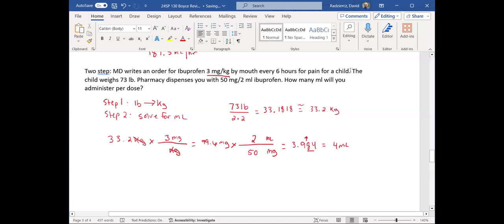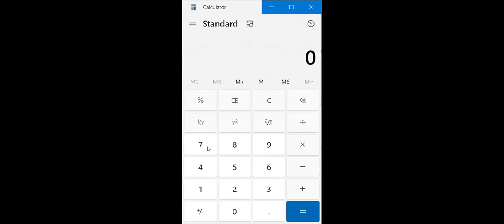If I'm plugging this into my calculator, and let's say I don't want to chop it up like I showed you, the way I would do this is I would type in 73, or whatever the patient's weight is in pounds, divided by 2.2 times whatever the milligrams per kilogram is. So in this instance, it's 3. Okay. Then I'm going to multiply by 2 divided by 50. And when I do that, I still get the same answer. So even though I rounded before, and then now I'm rounding again, or if I wait to the very end to round, I'm still getting the same answer, 3.98.